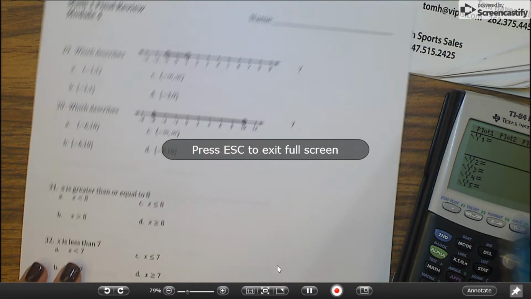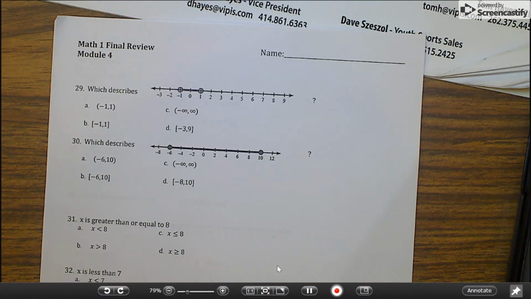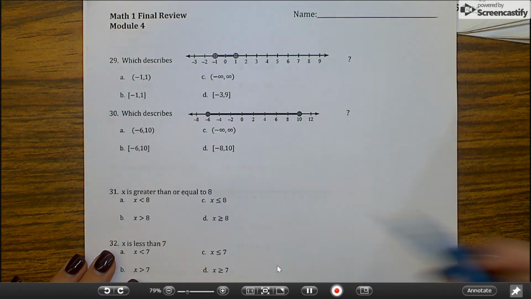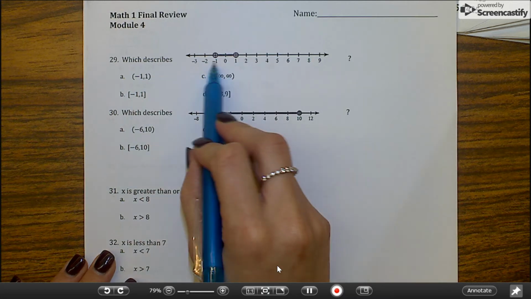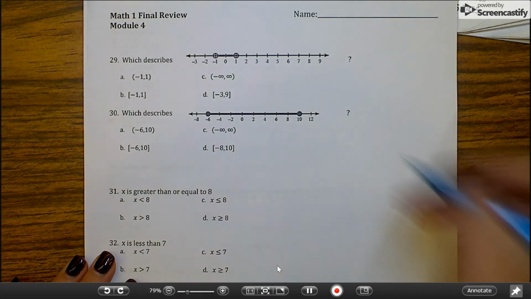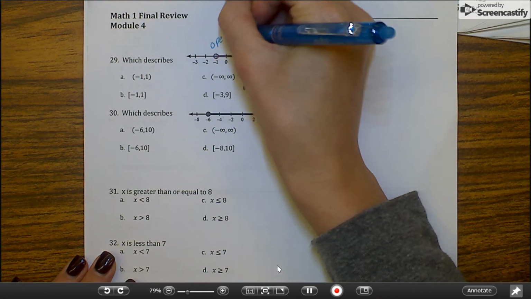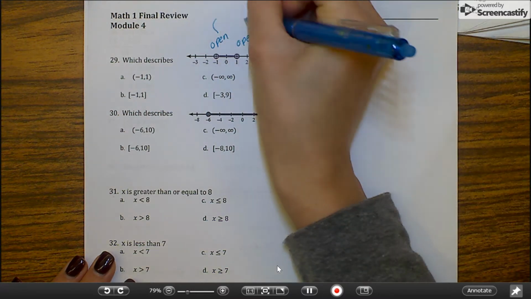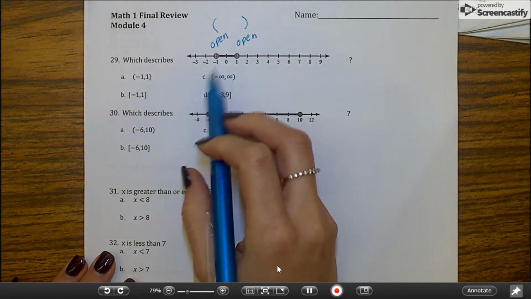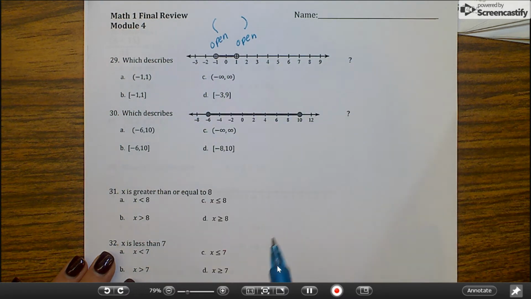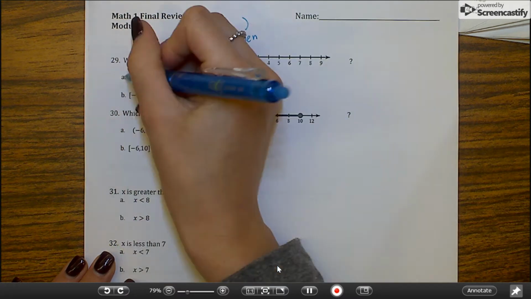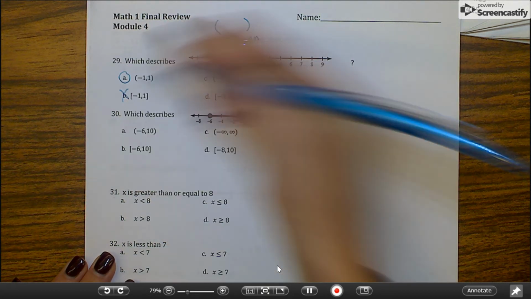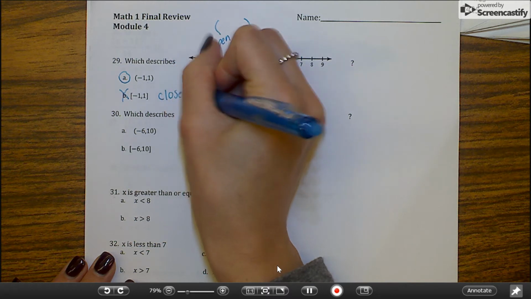So this is our last review page, Module 4. Number 29, it says which describes this interval right here. Notice how we have an open circle and another open circle, so we know we're going to be using parentheses. It goes from -1 to 1, so the answer is A because it has parentheses. B would be if it was a closed circle.